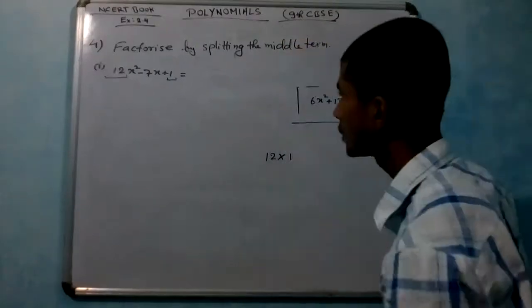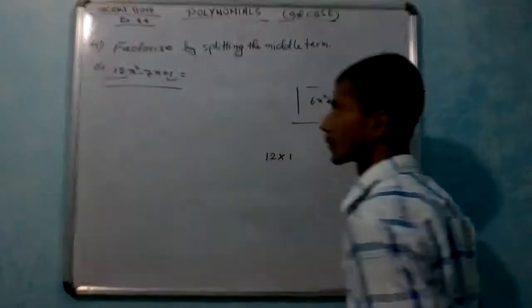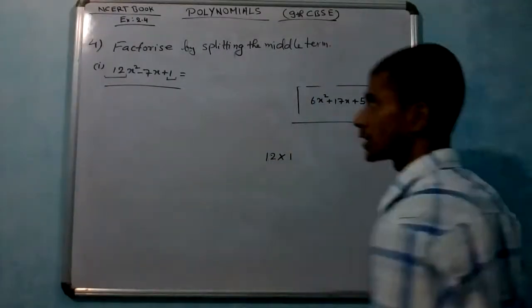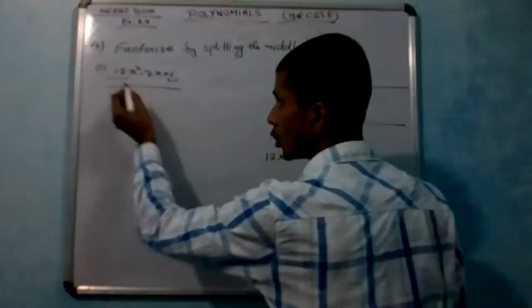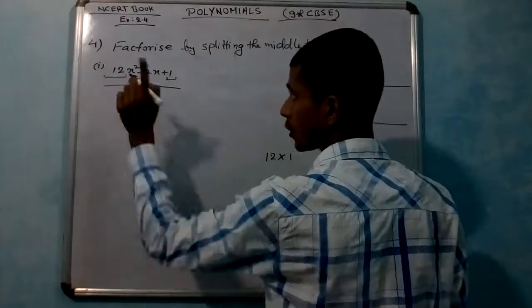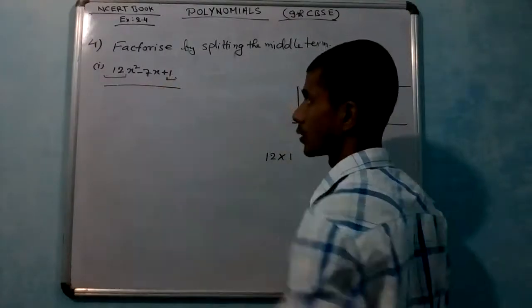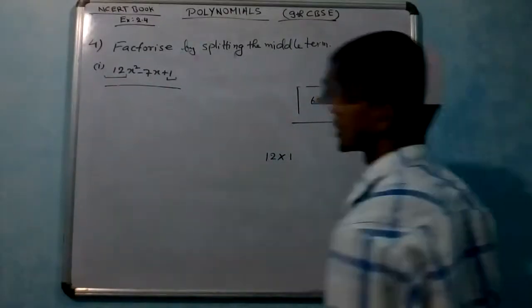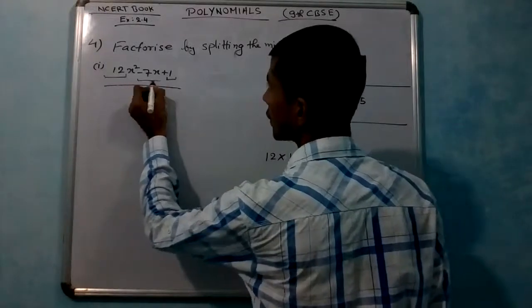Are you sure? What is the middle term in this polynomial? How many terms are there in this polynomial from here to here? 3 terms are there. 12x square is one term, second term is minus 7x and the third term is plus 1. Any doubt in this? Now see here, what is the middle term? X term. Minus 7x is the middle term, okay?